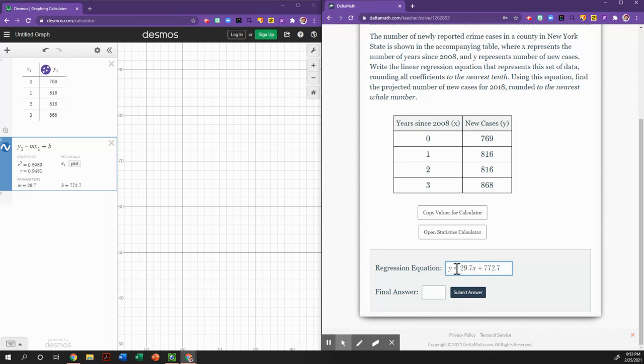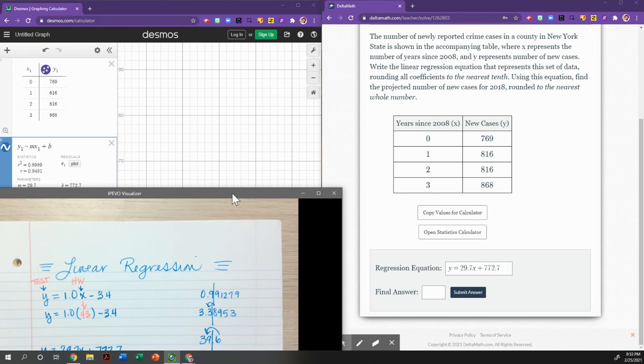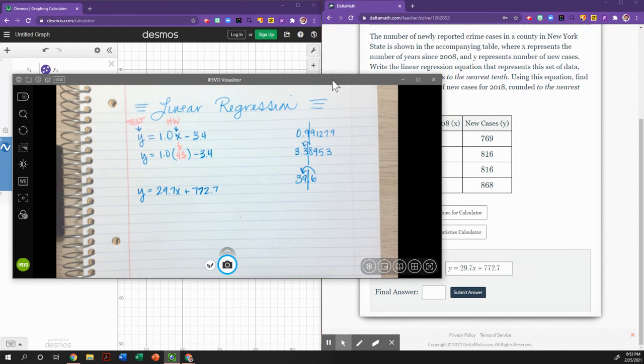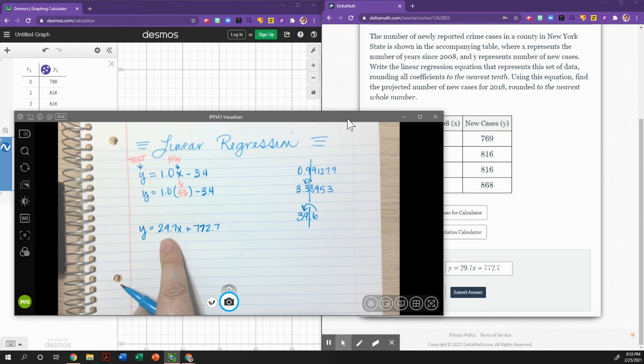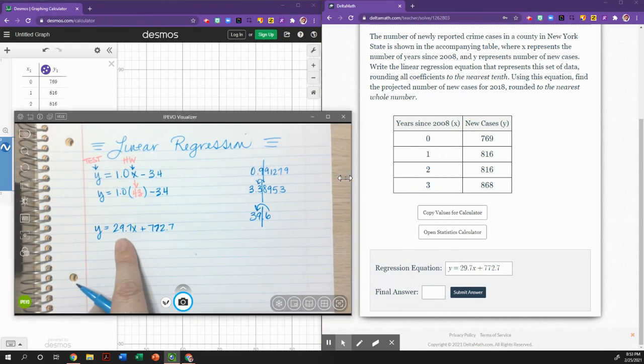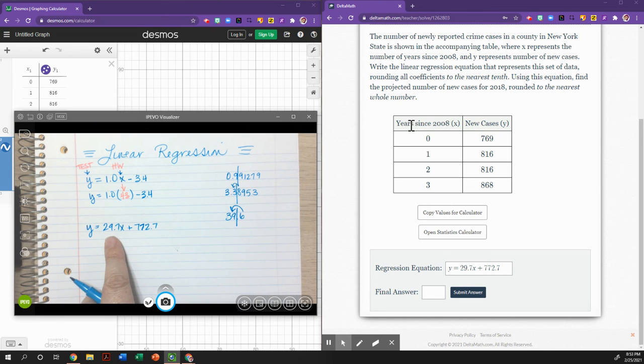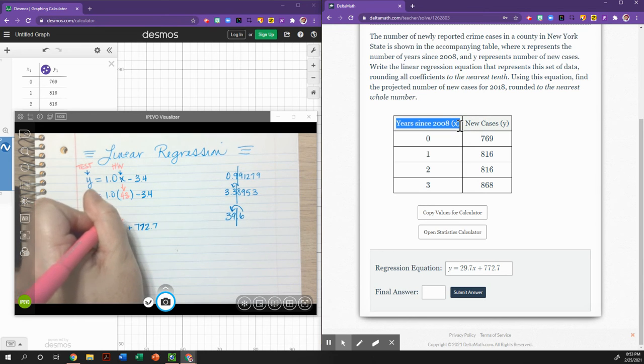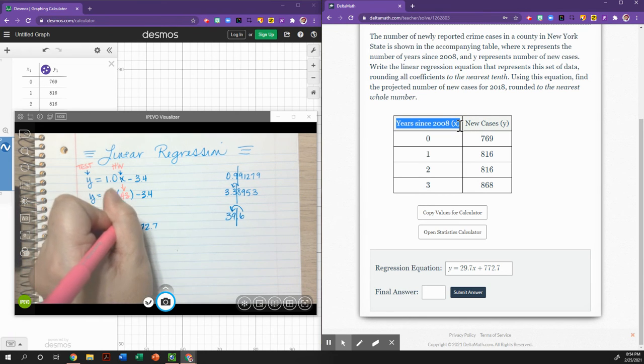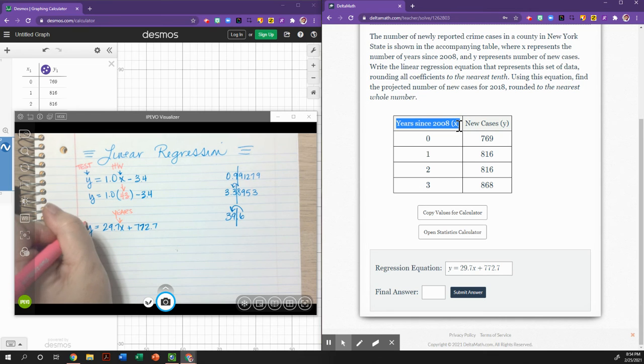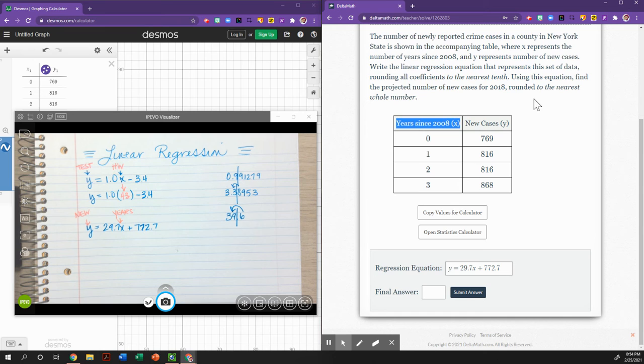So if I write that down, 29.7x plus 772.7. Let's bring this up here. So there's my equation. Now, if I'm looking here, let me make this a little bit smaller. This says years since 2008. So that means my X is years, and my Y is new cases.